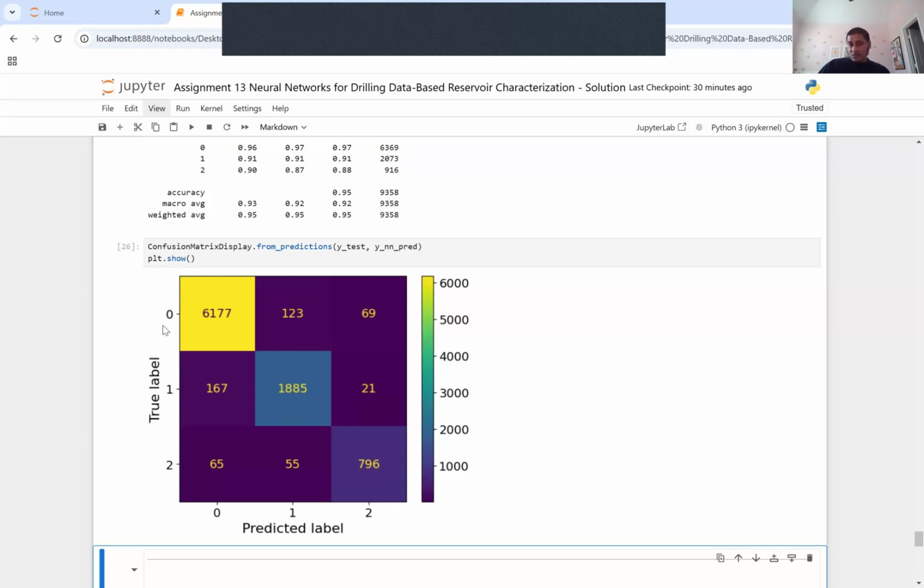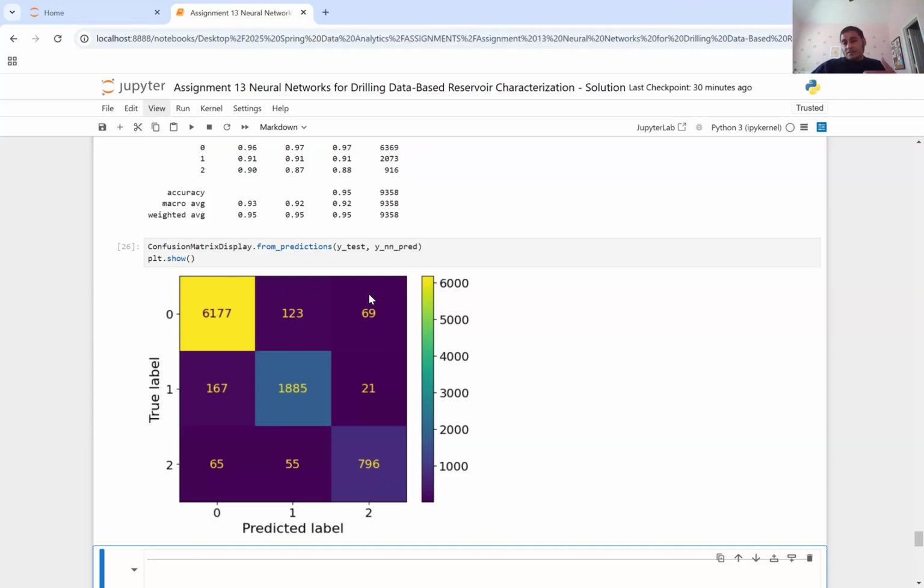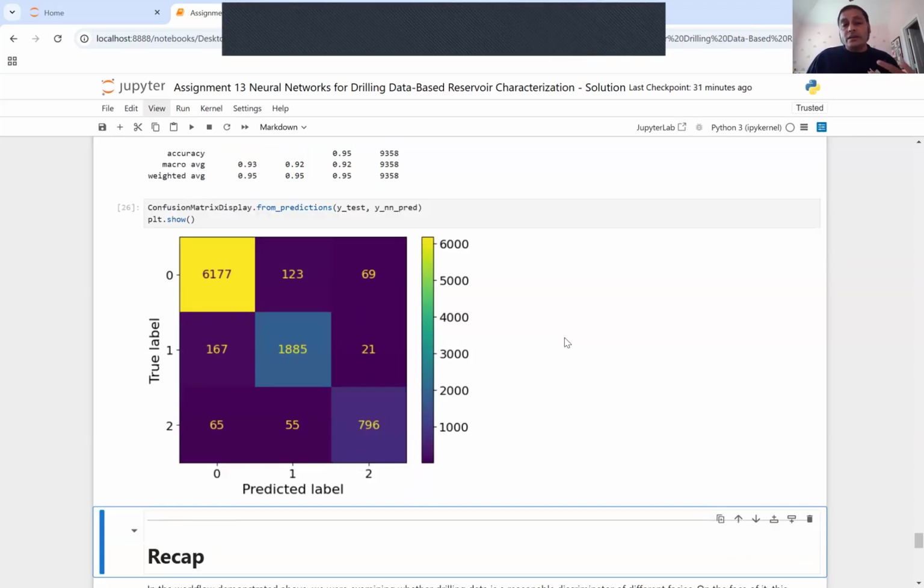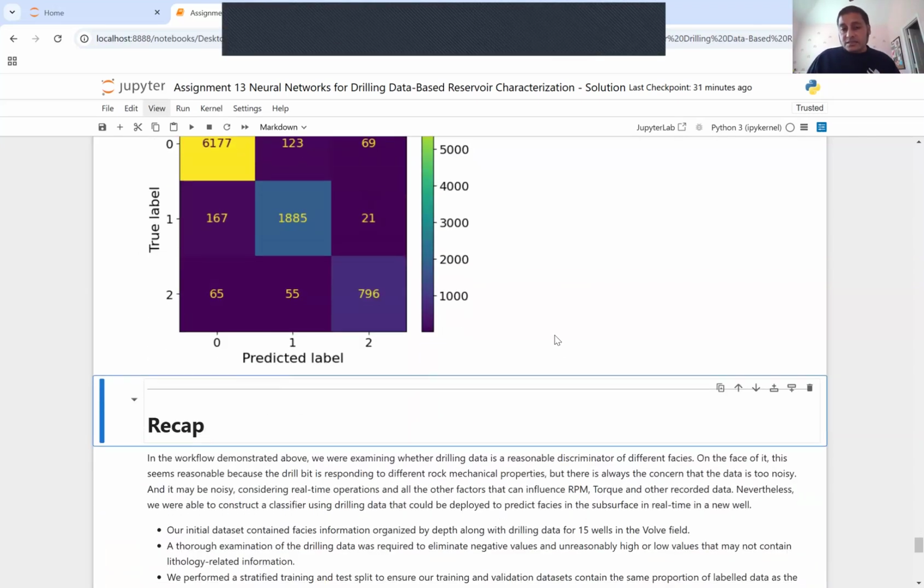So when the true label was 0 in the test data, the classifier predicted the label 0 roughly about 6,200 times. It got it wrong about 120 times and said it's label 1, and about 70 times it said it's label 2. And on the face of it, this seems like an acceptable performance for my classifier, but I don't really know that until I test this against other classifiers as well. And this is what we do with training and test splits.